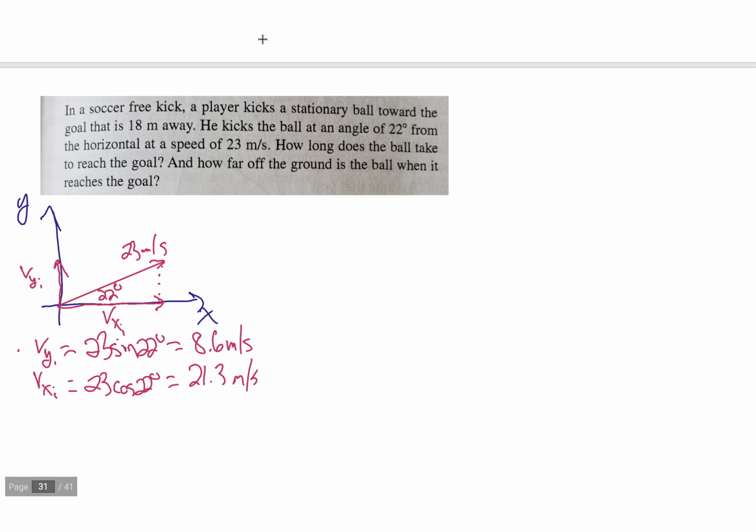Now you can check yourself by drawing an accurate looking sketch. V sub y should be significantly smaller than 23, and v sub x should be fairly close to 23. Both should be less than 23, and they are. So it seems like we did a pretty good job here. Now we have those components. We have to do that because we need to analyze the x direction motion and the y direction motion separately, but at the same time. Now, what else do we know?